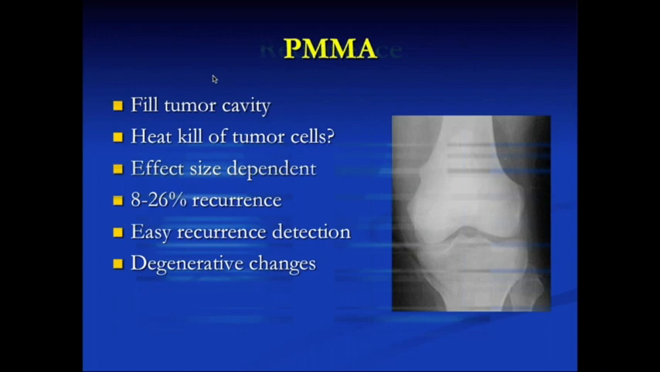To prevent degenerative changes coming due to the heat, you can use a sandwich technique. As you can see on the right side, we put certain bone chips in between the articular area and the bone cement area and try to protect the bone cartilage of the joint and prevent arthritis.